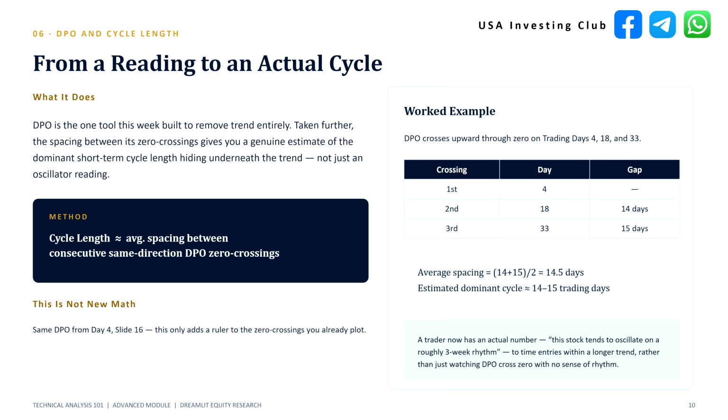A trader now has an actual number to work with. This stock tends to oscillate on a roughly 3-week rhythm, useful for timing entries within a longer trend, rather than simply watching DPO cross zero with no sense of its underlying rhythm at all.